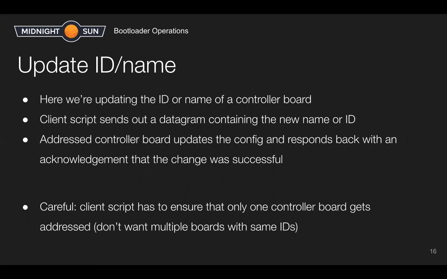The next one is simpler: updating ID or name. We want to update the ID or the name of the controller board. It's fairly self-explanatory. The client script just sends out a datagram that contains the new name or the new ID of the controller board that it's addressing. And the addressed controller board will update their config and respond back with an acknowledgement. So this one's not particularly interesting.